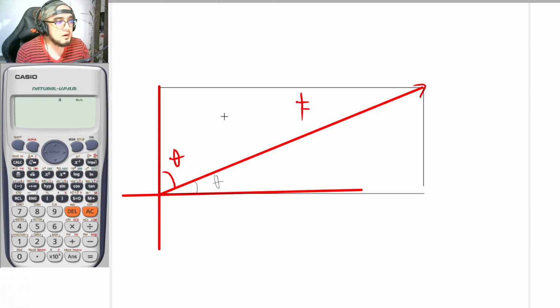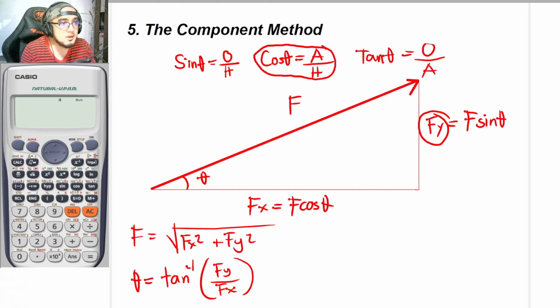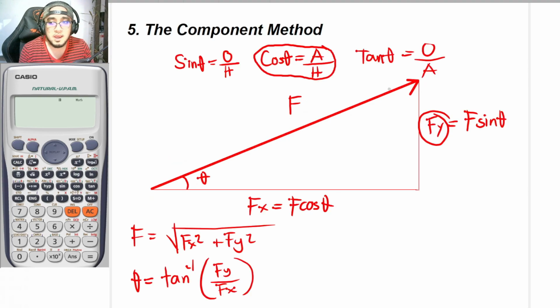Okay, so if you would now be making use of this particular triangle here, take note that your Fx is now opposite to this angle. So if it is now opposite, using these trigonometric functions, your Fx is now to be equal to F sine theta and your Fy is now to be equal to F cosine theta. So if you are to go back here, they are now interchanged.